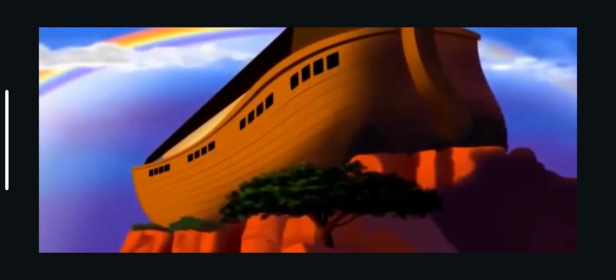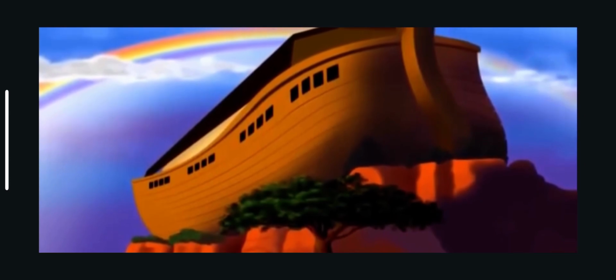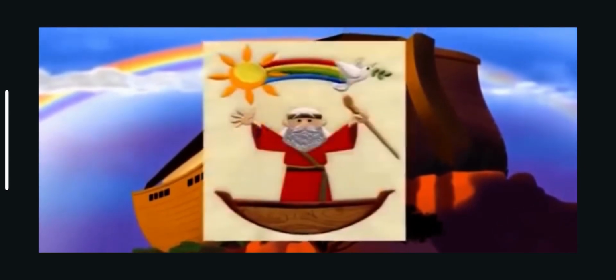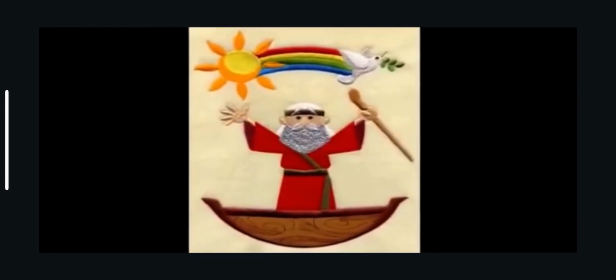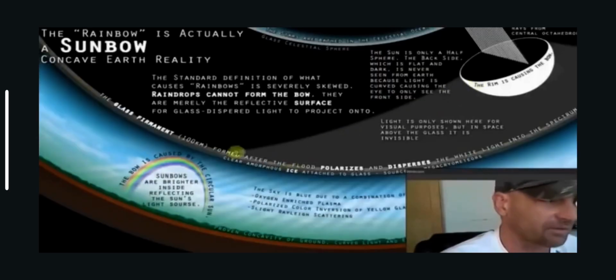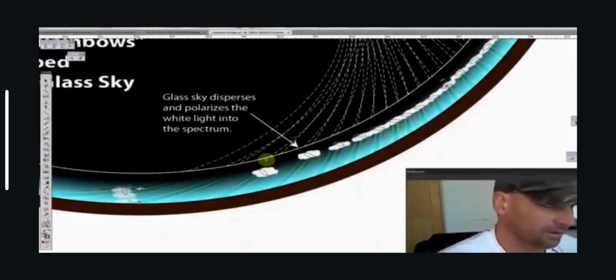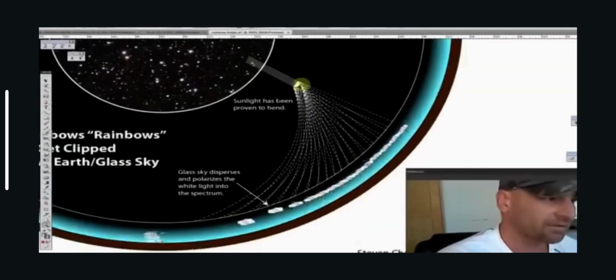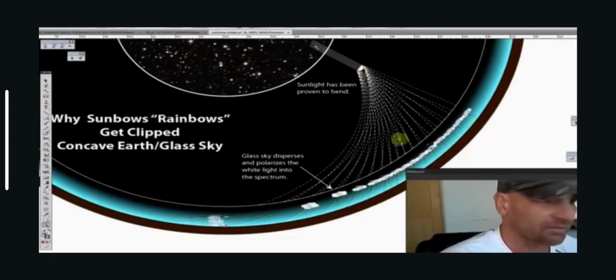But to a child, a simple rainbow would suffice in having them understand that there is glass above. As the sunlight disperses through the glass, it gets projected onto reflective water droplets. The water droplets are not the source of the rainbow, but merely the reflective canvas of the already glass-dispersed light.